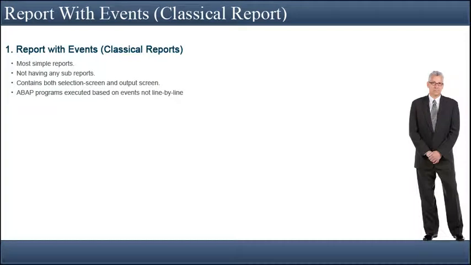A report which can generate only one list, that is basic list, is called a classical report. These are the most simple reports. Programmers learn this one first. It is just an output of data using the write statement inside a loop. Classical reports are normal reports.